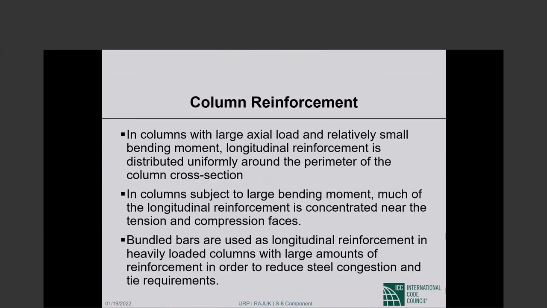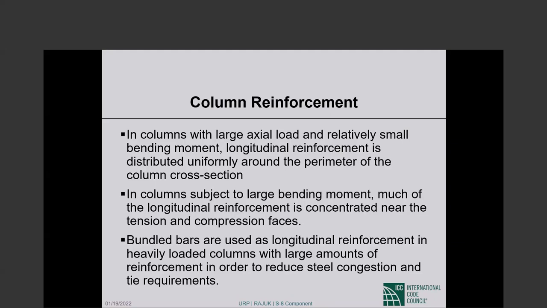In columns with large axial load and relatively small bending moment, longitudinal reinforcement is distributed uniformly around the perimeter of the column cross-section, which you know, and that is logical. In columns subject to large bending moments, much of the longitudinal reinforcement is concentrated near the tension and compression faces. This again is pretty much common sense. Okay, if bending is the main thing, then it is like a beam. You put the reinforcement on the tension and compression faces.